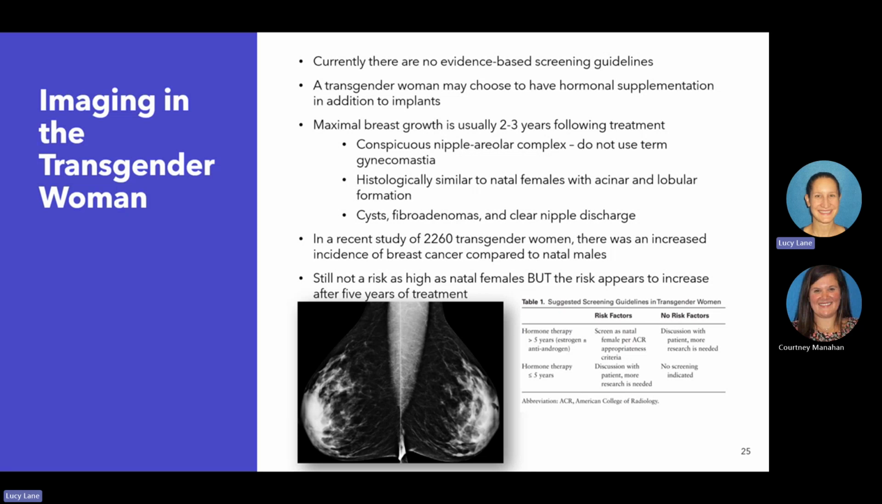If you don't have any risk factors, then really it's a discussion with your patient. Obviously, we're going to do diagnostic imaging anytime anyone has a concern, but not necessarily falling into the screening population. And again, more research is continuing to be done on this to try and figure out exactly what the risk is.